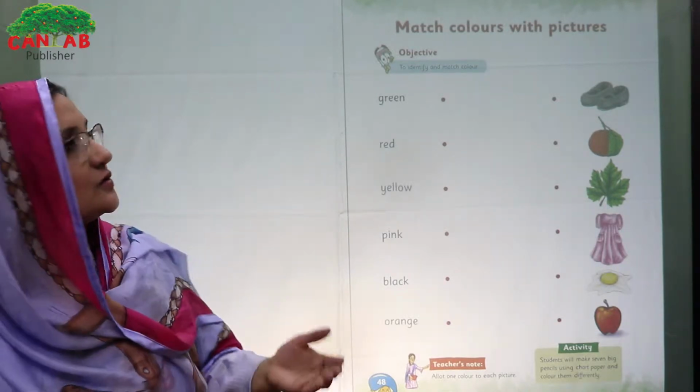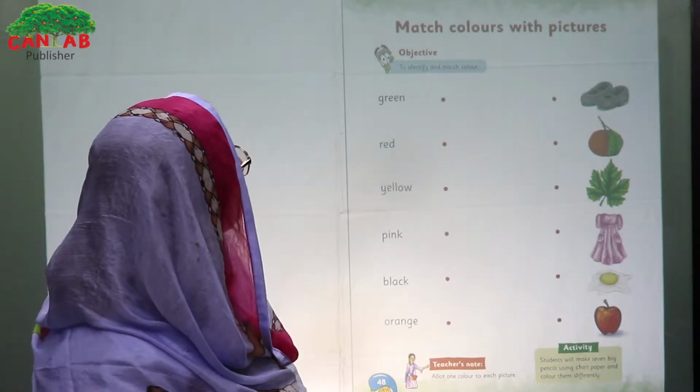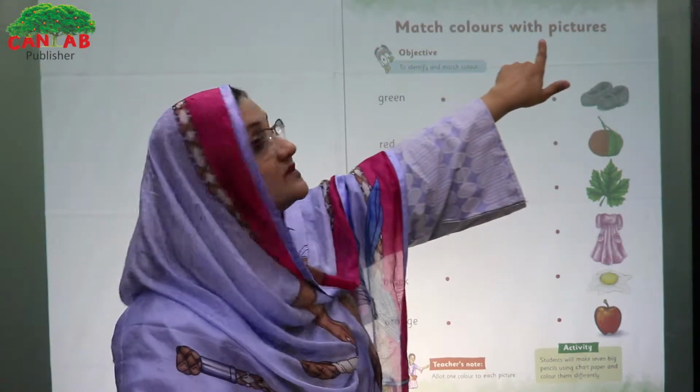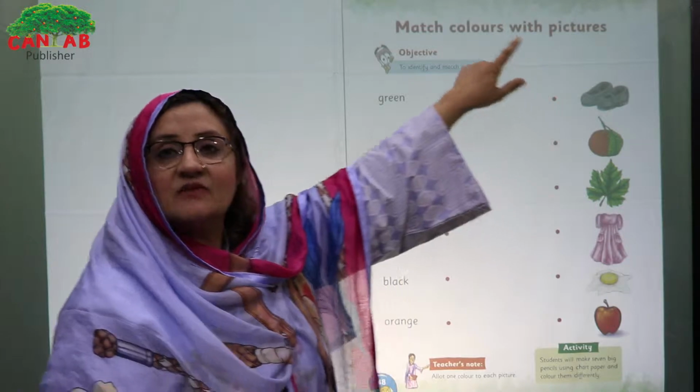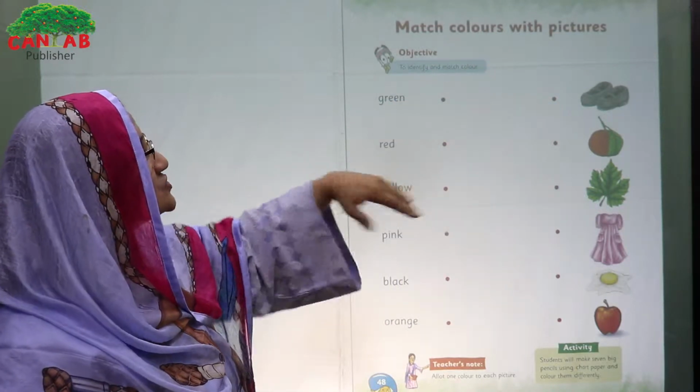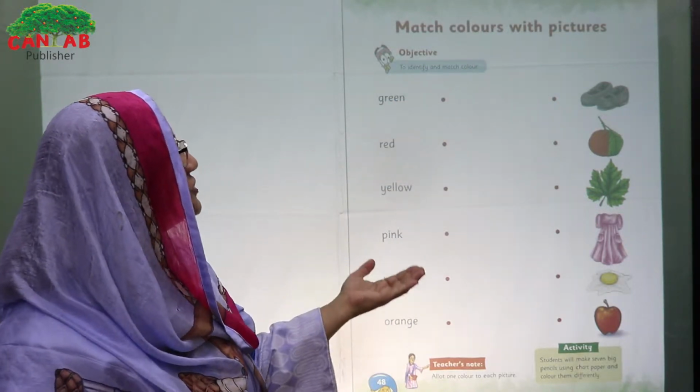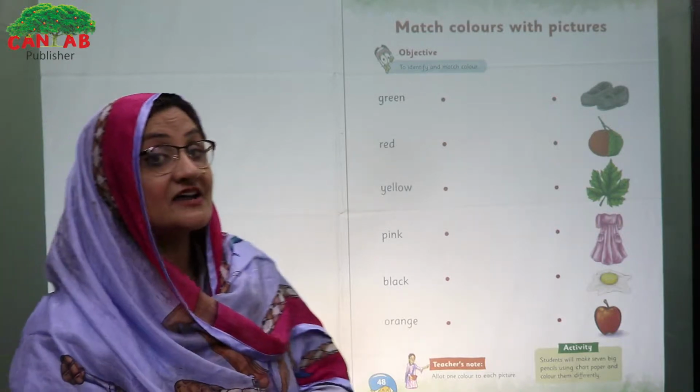And what are we going to read today? Match colors with pictures. It means that by the end of this lesson, students are going to be able to identify and match colors.